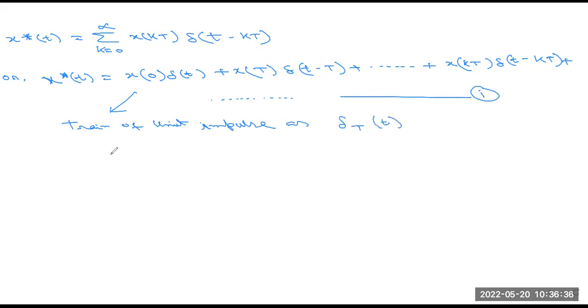Now we have to write this equation, delta T of t, equal to the summation of k equal to 0 to infinity of delta of t minus kT. Here we express the train of unit impulse functions as delta T of t. This delta T of t is the mathematical function of the train of unit impulse functions.